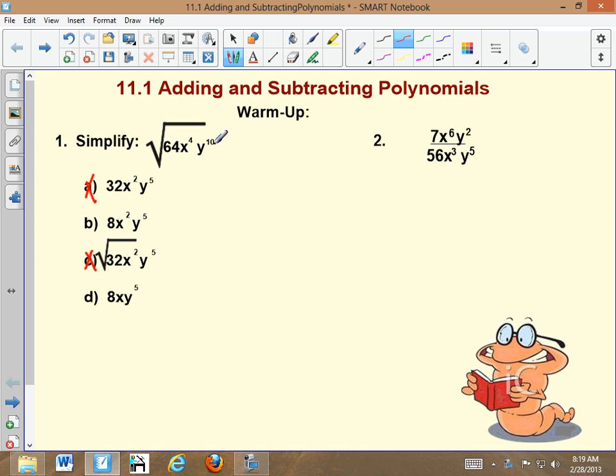Half of 4 is 2. Half of 10 is 5. B is the right answer. Look here. There's no exponent with that x. That's why it's wrong. So cross out wrong answers. Circle the right answer, obviously.